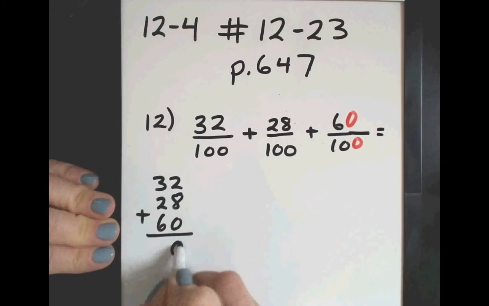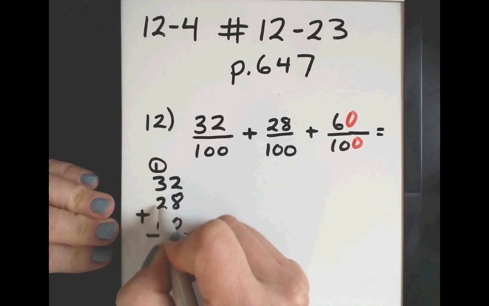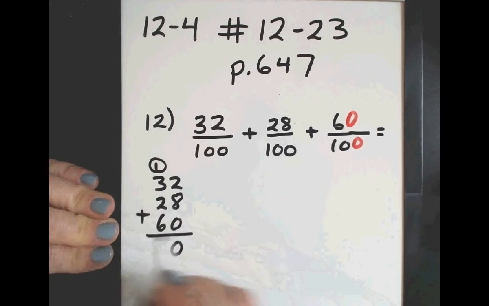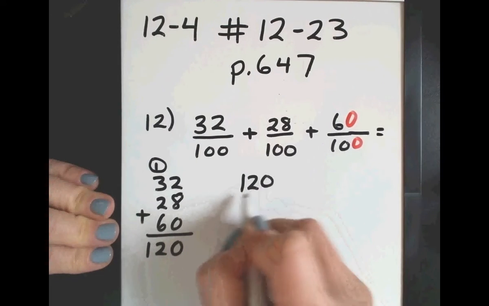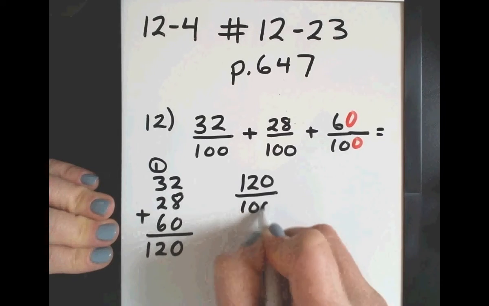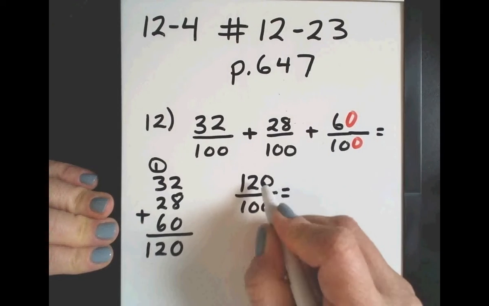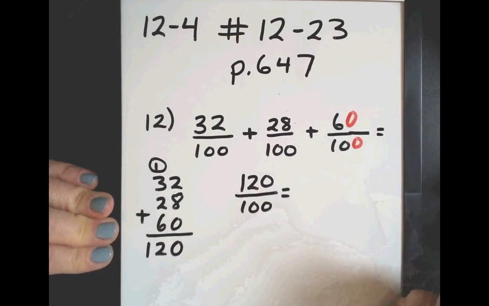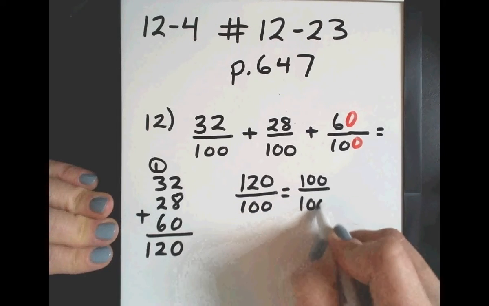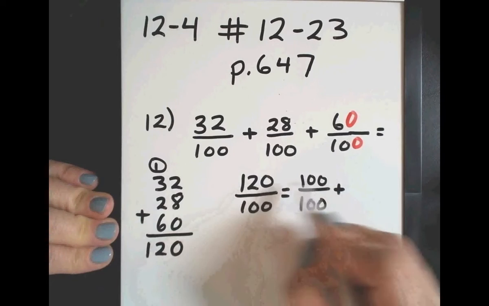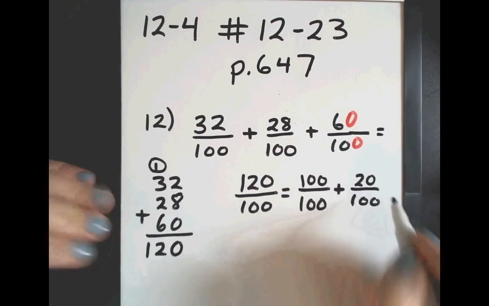8 plus 2 is 10, so I drop my 0 and regroup my 1. 1 plus 3 is 4, 4 plus 2 is 6, and 6 plus 6 is 12. So over here I've got 120 100ths. So you're saying to yourself, what do I need to do? I need to rename this because 120, the numerator, is more than the denominator. So I'm going to rewrite this as 100 hundredths plus 120 minus 100 would be 20 hundredths.